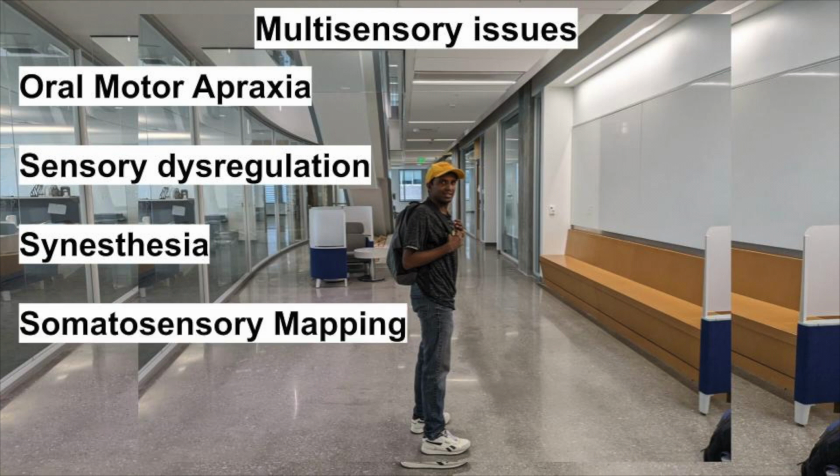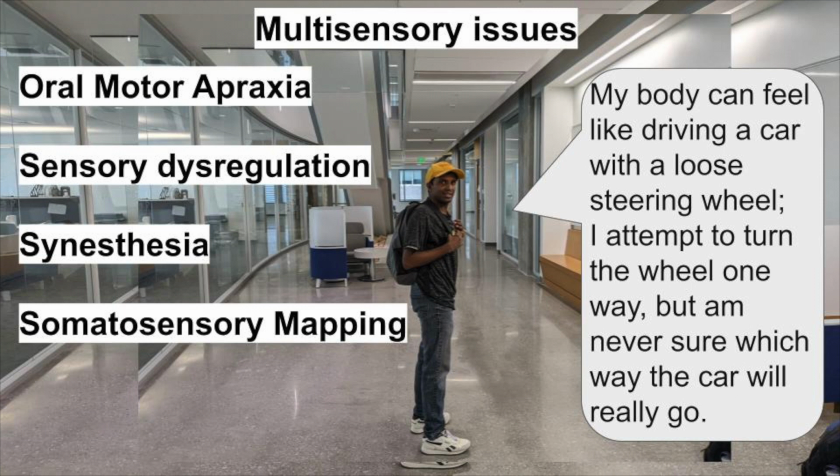I also have poor body mapping issues in that I don't have a good sense of where my body is in space and time. The best analogy I can draw to this is that my body can feel like driving a car with a loose steering wheel. I attempt to turn the wheel one way, but I'm never sure which way the car will really go. As a result, I tend to rely on vision and movement to keep a lot of my body parts feeling connected to each other. Movement means my body parts are talking to each other.